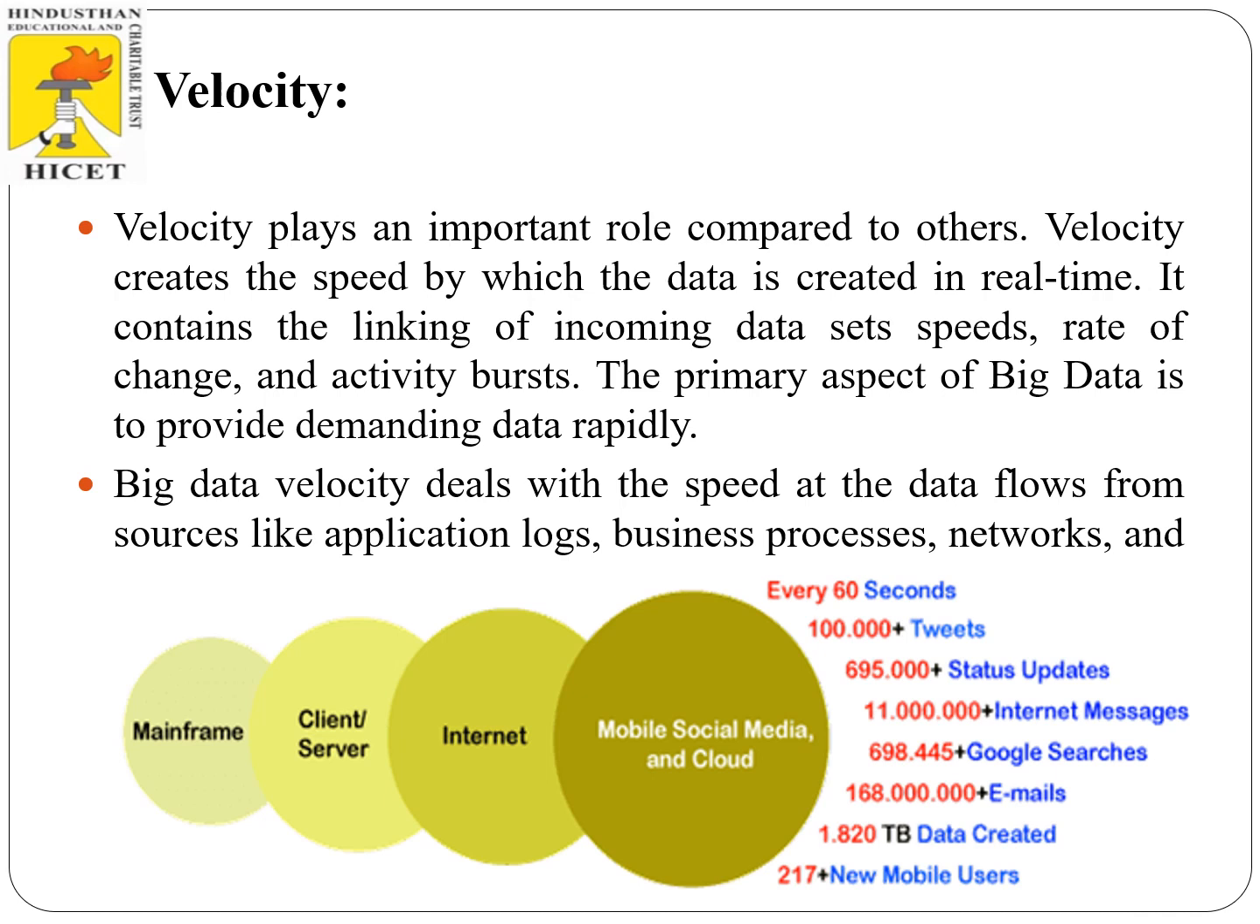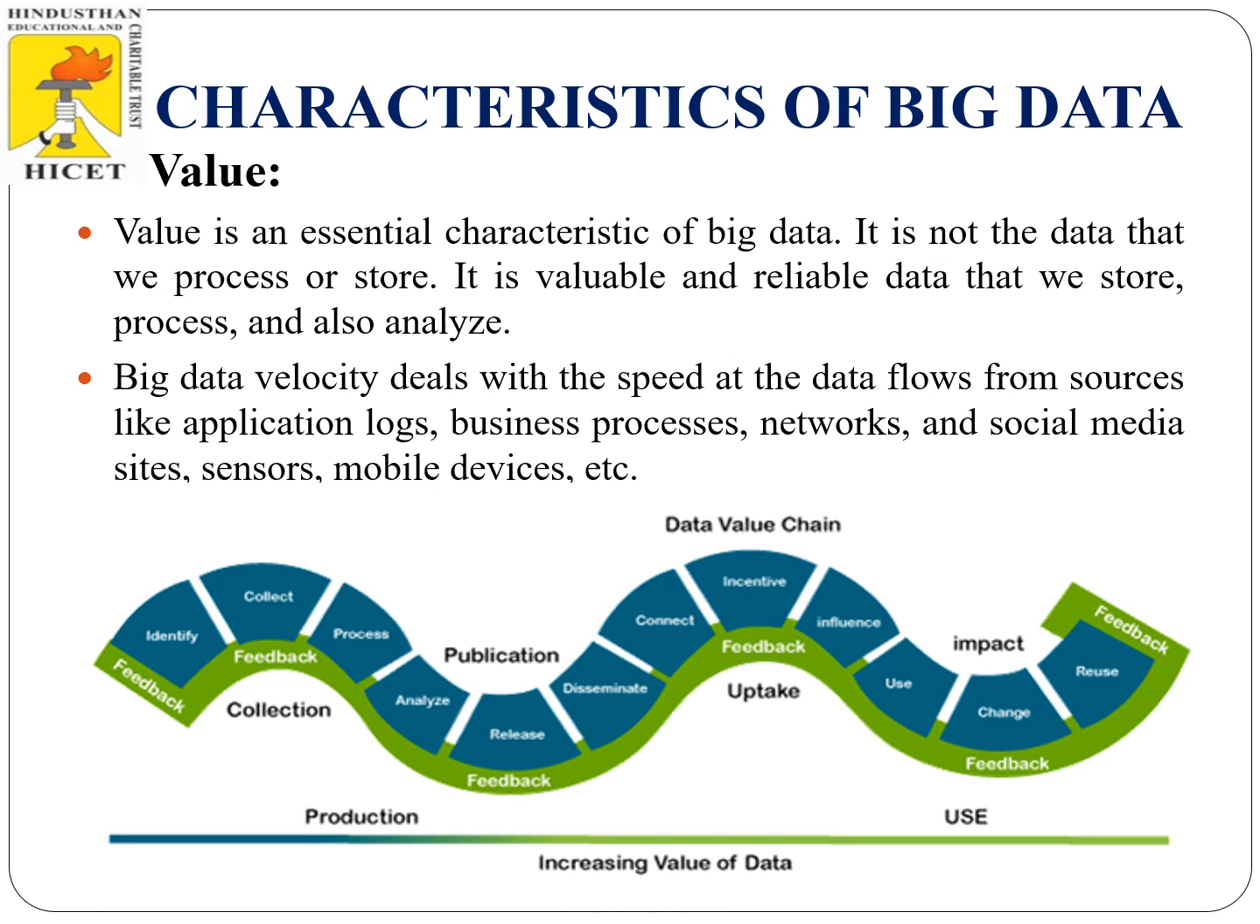Then comes the velocity. Velocity plays an important role compared to others. That is, it is the speed at which the data is created in real time. It contains the linking of incoming dataset speeds, rate of change, and activity bursts. The primary goal of big data is to provide demanding data rapidly. The diagram shows, from mainframe to mobile social media, how many seconds it takes and how many status updates, then net messages, Google searches, etc. That shows the speed.